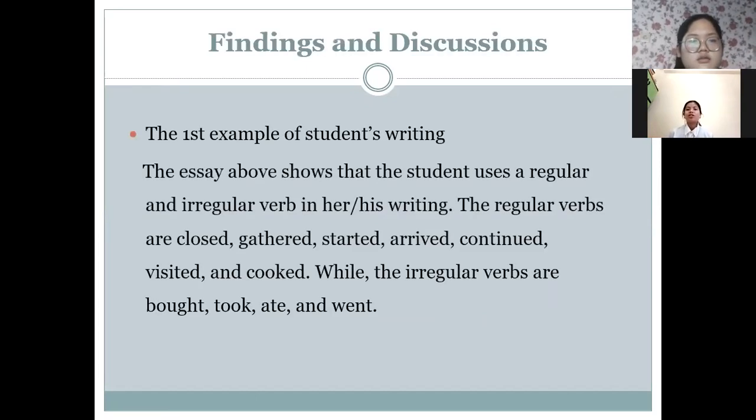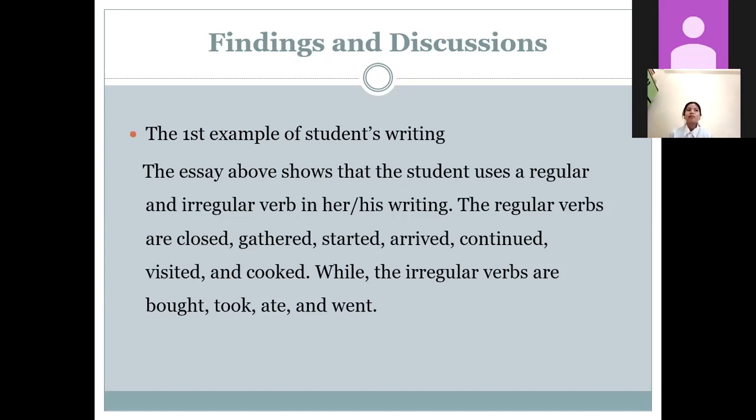Okay, thank you for the time given to me. Now I would like to explain the findings and discussion. Based on the analysis of the students' English writing compositions, it was found that the students used both regular and irregular verbs in writing an essay in the simple past tense context.